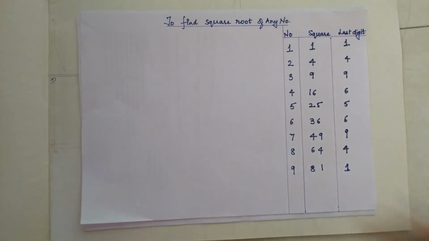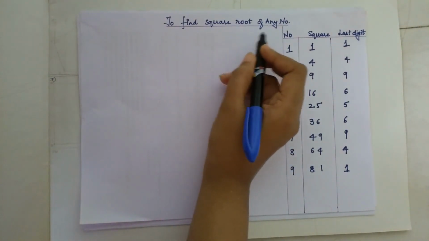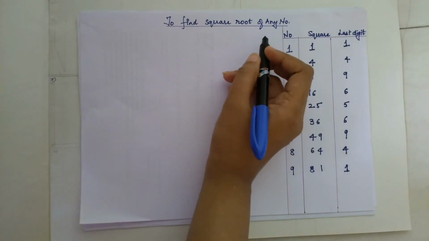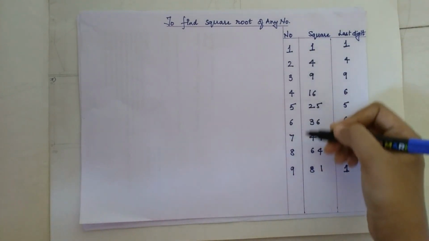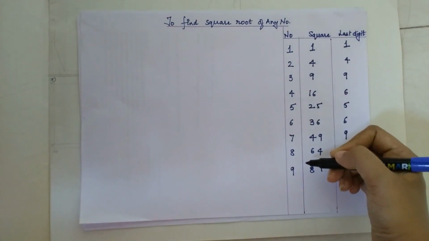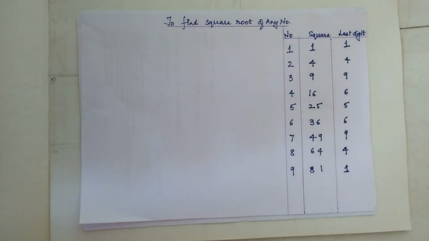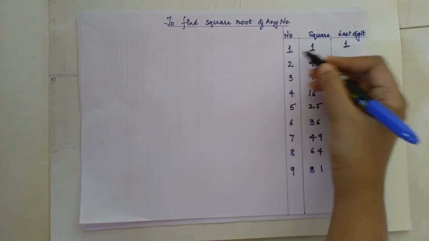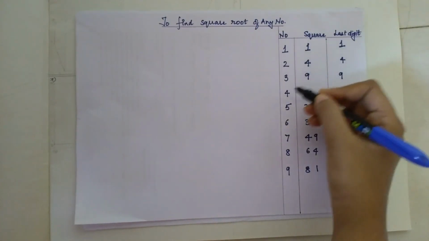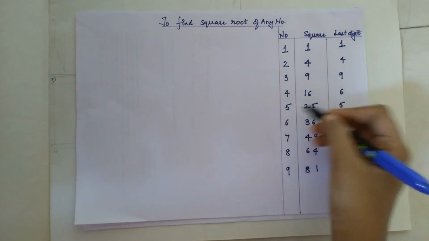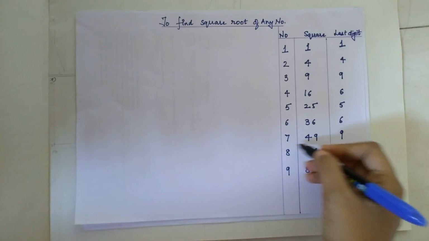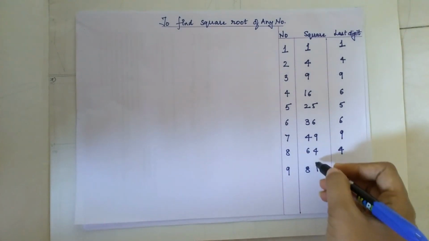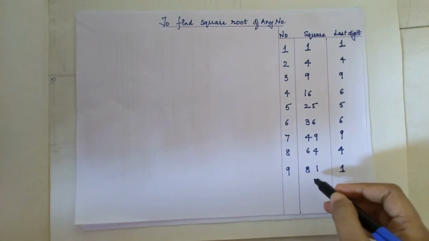So, in order to find the square root of any given number, you need to know certain basics. Those basics are you need to remember the square of numbers from 1 to 9, which I'm sure everybody knows. That is, the square of 1 is 1, the square of 2 is 4, the square of 3 is 9, the square of 4 is 16, the square of 5 is 25, the square of 6 is 36, the square of 7 is 49, the square of 8 is 64, and the square of 9 is 81.